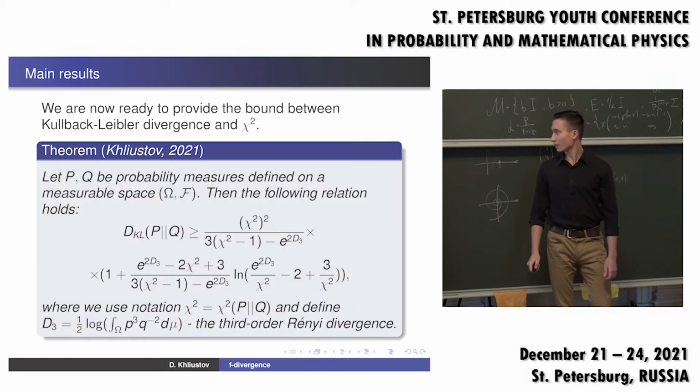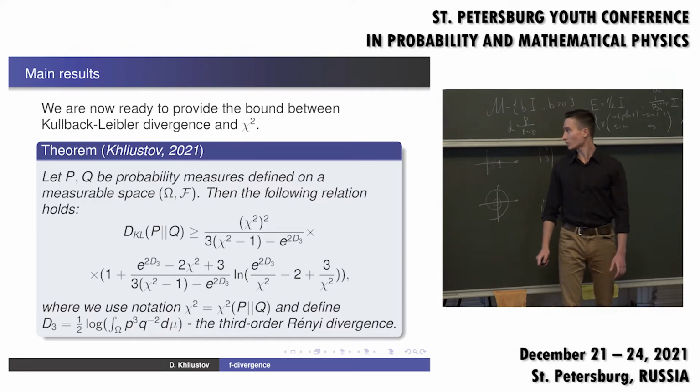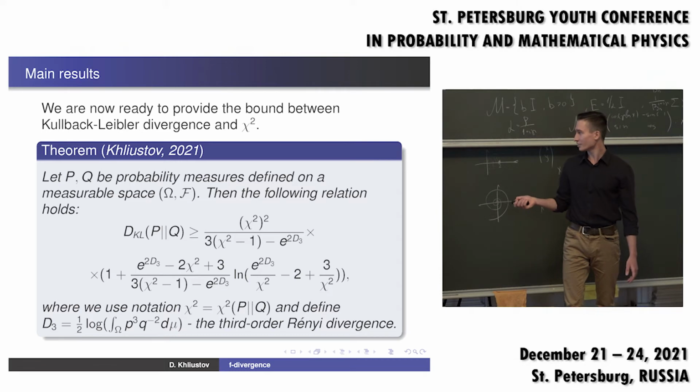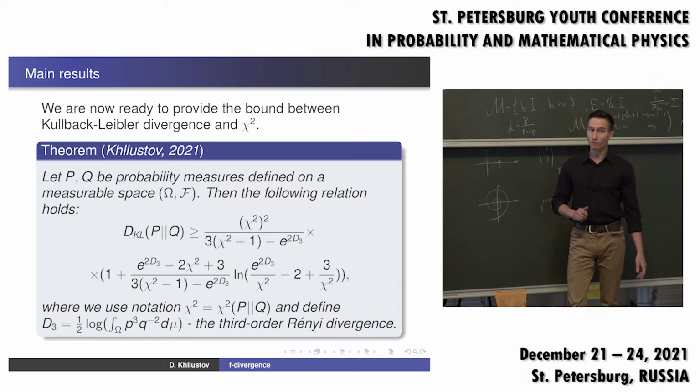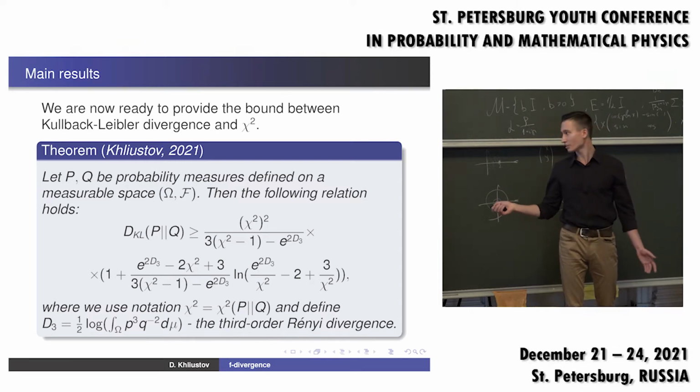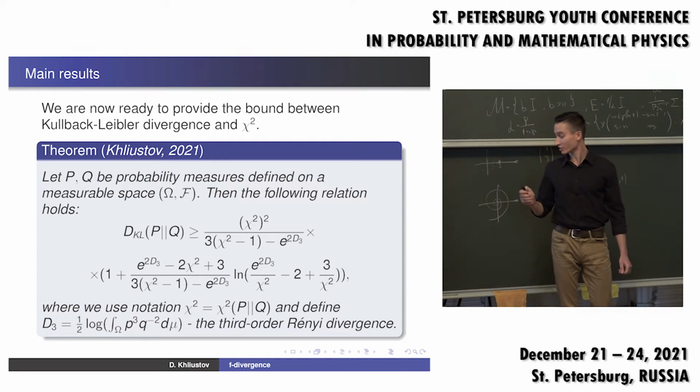And now we are ready to provide a lower bound for Kullback-Leibler in terms of chi-squared. However, it is not possible to do with only chi-squared, which I have already mentioned. We need to incorporate different terms in this expression, and here the term is a third-order Rényi divergence. This is not an f-divergence in the sense we defined it earlier. However, the limit of Rényi divergence when the index tends to 1 will be a Kullback-Leibler divergence.